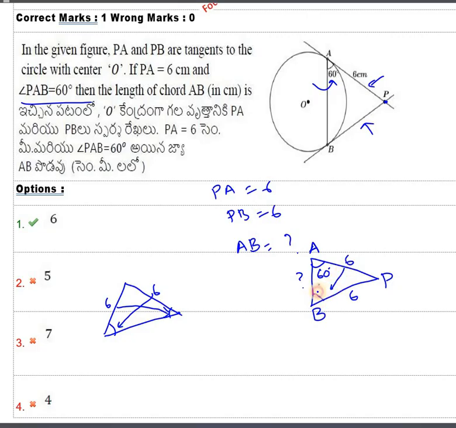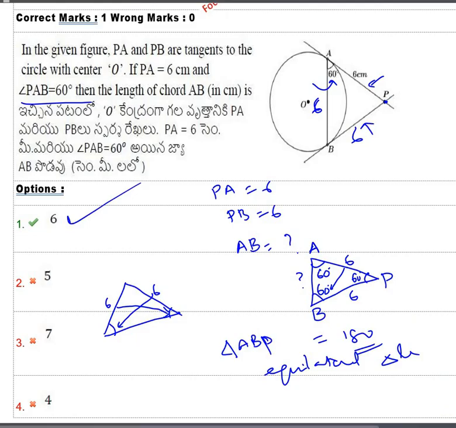This is also 60. Now in the triangle ABP, the sum of the three angles is how much? 180. Out of 180, the two are 60, 60, 60 and 60 make 120. So third one is also what? 60. So this becomes which triangle? If all the angles are same, that means we have a case of equilateral triangle. So equilateral triangle means all the sides are equal. So PA is 6 given. So PB is automatically 6 because the tangents are same. The chord AB also becomes 6 because this is the case of equilateral triangle. So 6 is the correct answer.